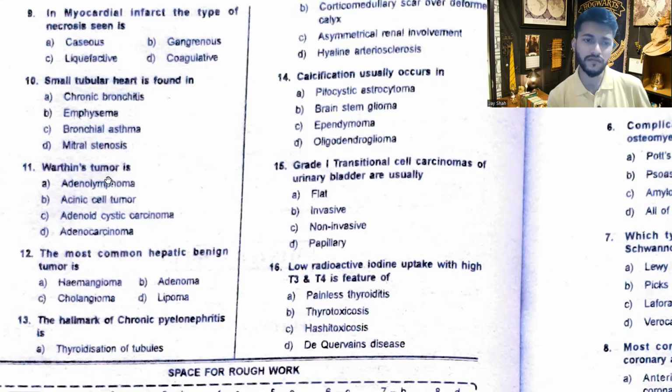Warthin's tumor is seen in the salivary gland, second most common after pleomorphic adenoma. What is it? It is again an adenolymphoma. Adenolymphomatosis it is known as. Small tubular heart, again it's an odd question. The answer is emphysema, remember it.